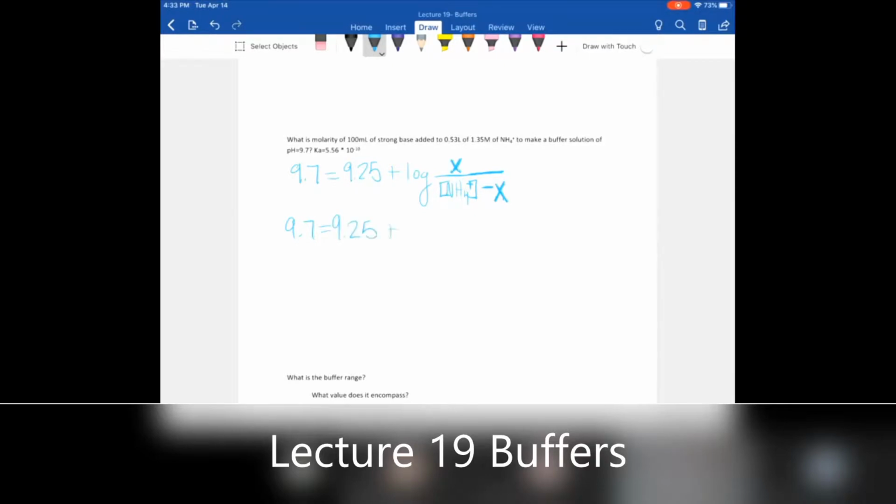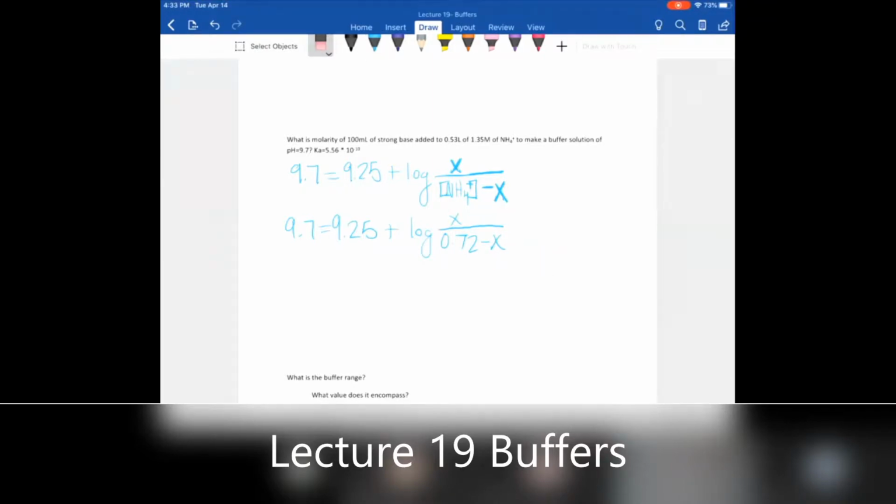So 9.7 equals 9.25 plus log of x over 0.72 minus x. And again, if you get confused as to why I'm only using moles now, it's because the concentration would just be divided by the same number, 0.63 at the end, and that would cancel. So I just don't include it.